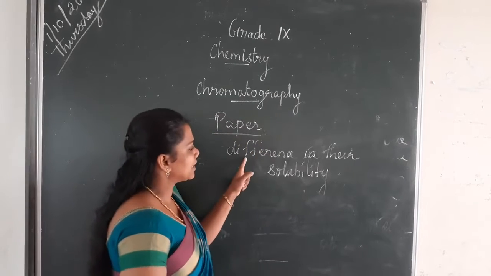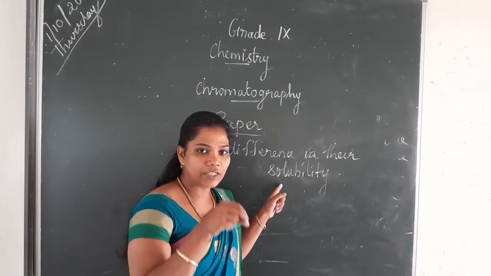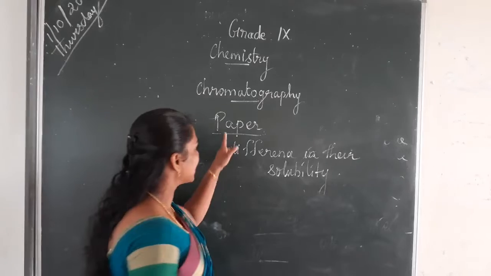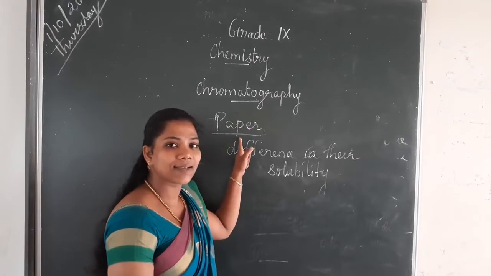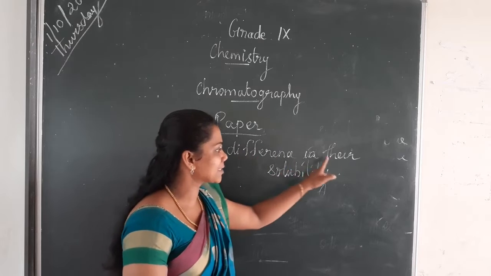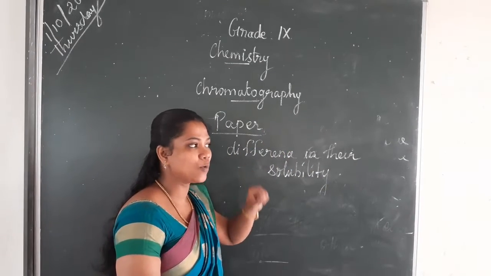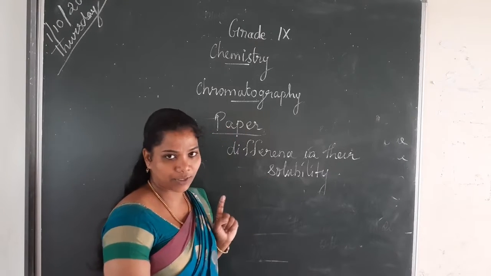So the difference in solubility, that is, the solute that we dissolve in the solvent, based on the dissolving power, they will get separated on the paper chromatography. So paper chromatography works on the principle of difference in their solubility. The two or more solids, on what basis they have dissolved in that solvent, based on that they will be separated on the paper chromatography.